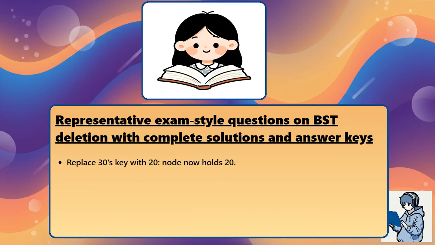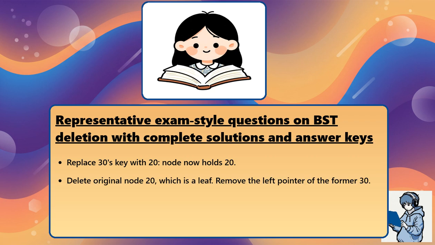Replace 30's key with 20, so the node now holds 20. Delete the original node 20, which is a leaf. Remove the left pointer of the former 30. Resulting tree: root 50 with left child 20 and right child 70. 20 has right child 40. 70 has left child 60 and right child 80.